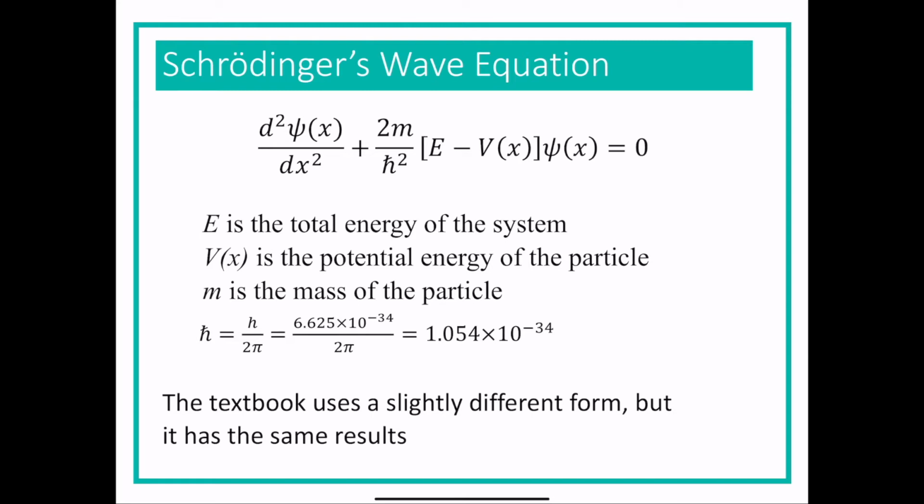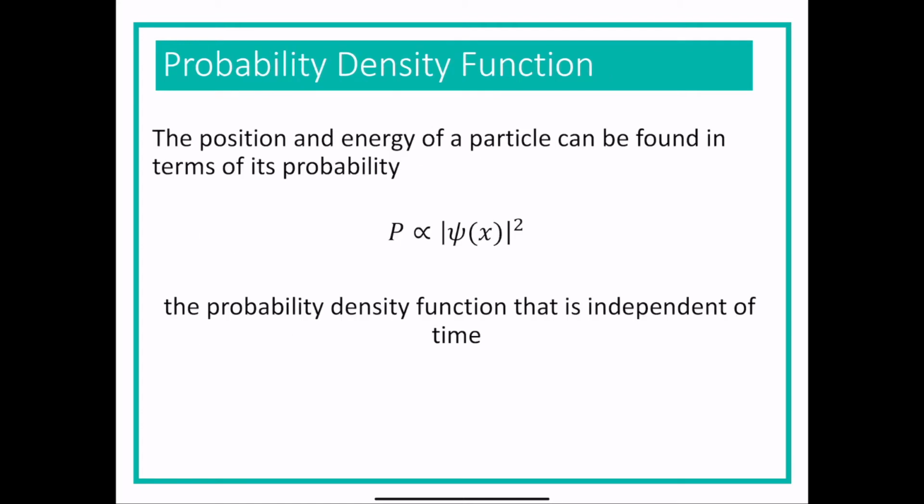So why do we care about all this? Why do we care about this wave function to begin with? The reason is the position and energy of a particle can be found in terms of probability, and probability is directly proportional to the absolute value of the wave function squared. We're going to look at electron energy. We're going to use this equation to get there, but we have to have it in order to figure out where electrons are. So we kind of have to use it.